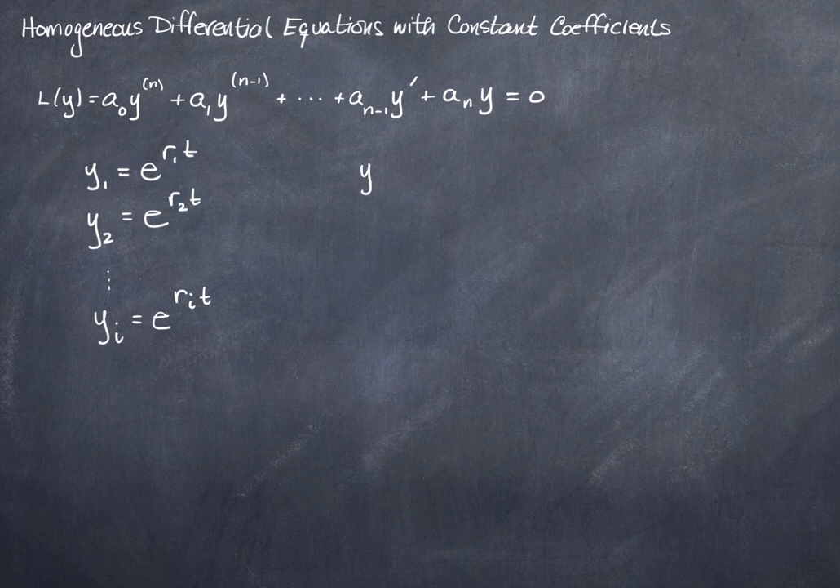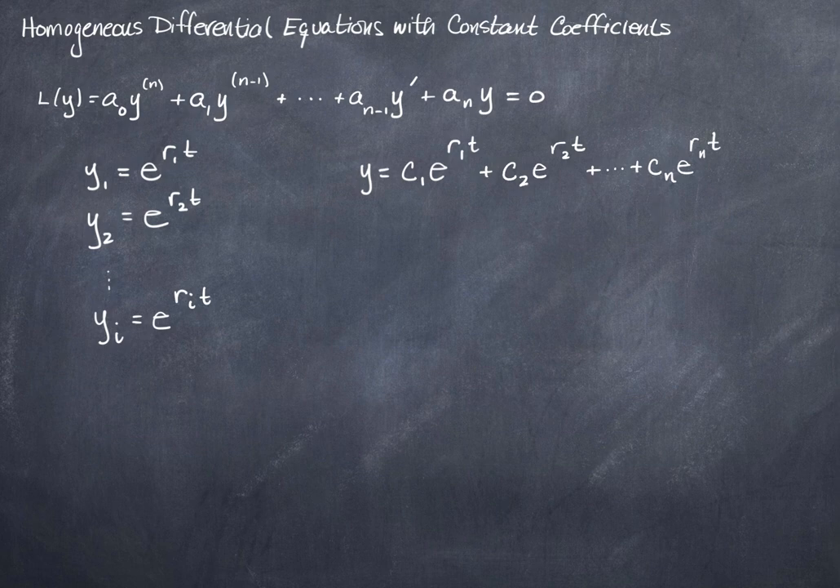The solution to this differential equation will be some constant times the first distinct solution plus a different constant times the second distinct solution, and so on, up to, I'm going to go ahead and call it c sub n, e to the r sub n times t.